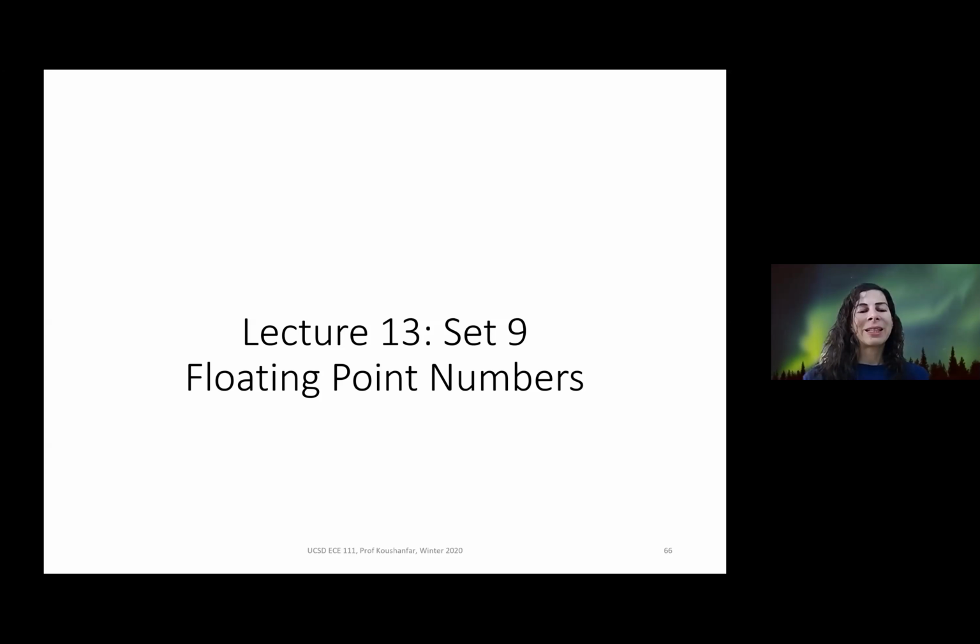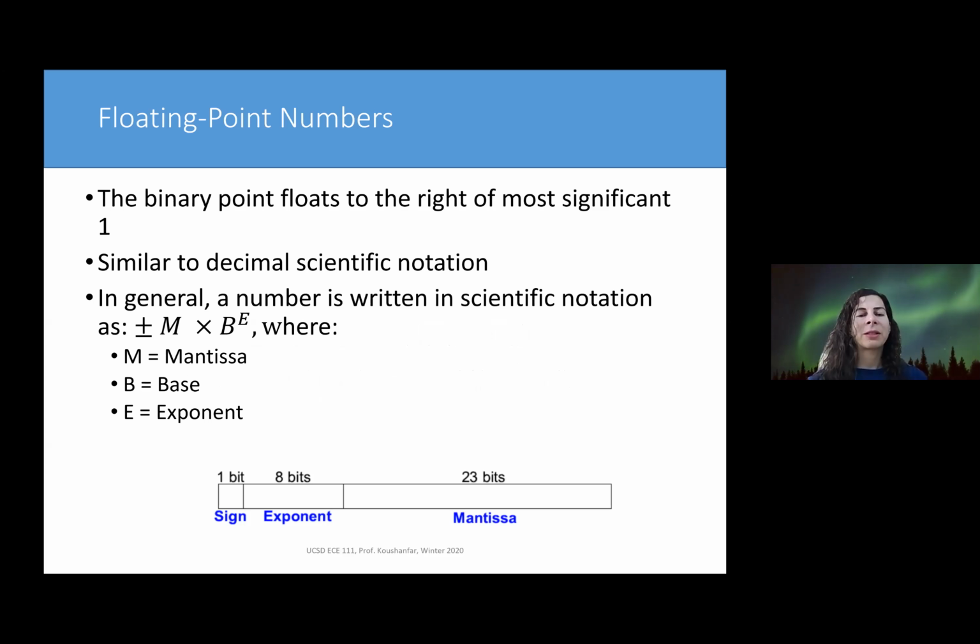EC 111, lecture 13, set 9, we'll be talking about floating point numbers, which actually extend the dynamic range of the numbers that we can have by a fixed number of bits. In this system, there is an agreement about what part of the number is what, where a number is basically a string of bits.